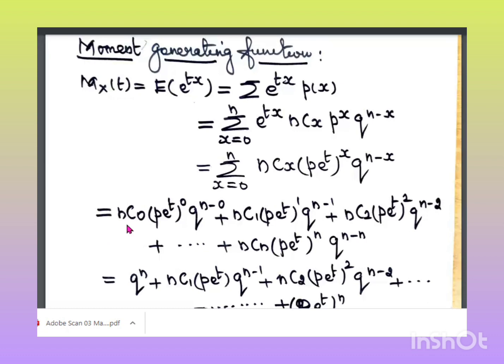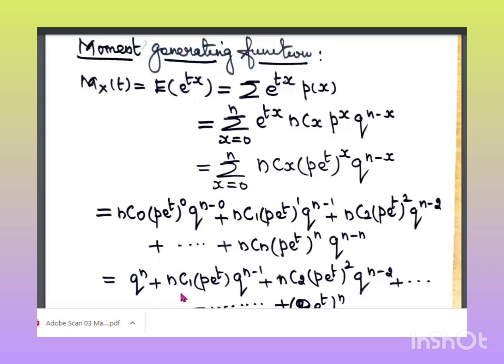What is nC0? 2C0, 1C0, 3C0, nC0, the value is 1. Anything power 0, p e power t power 0, value is 1. Q power n minus 0, n minus 0 means n, so q power n. So the first term will become q power n.